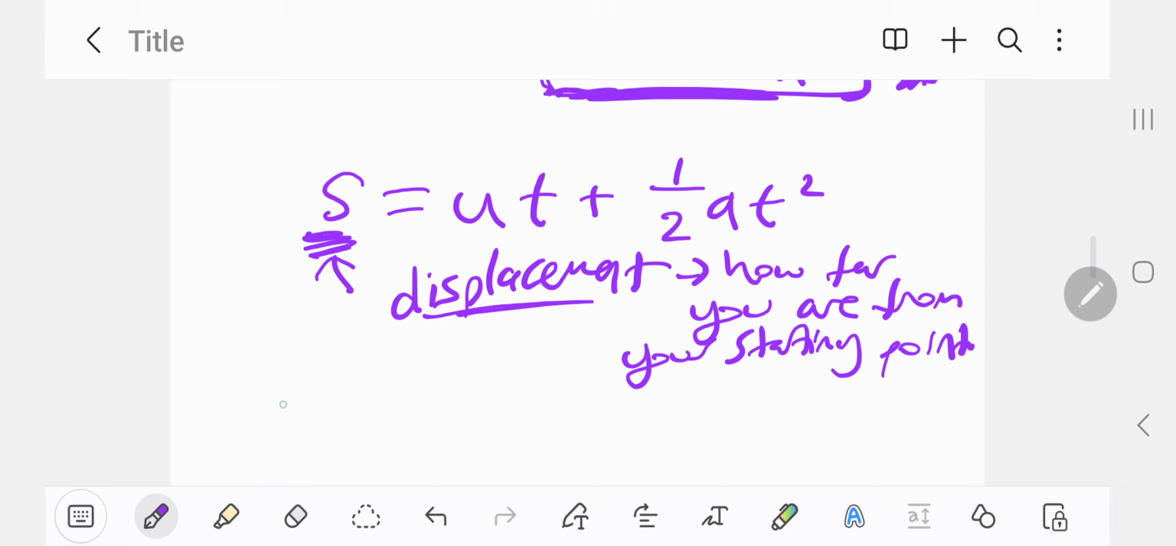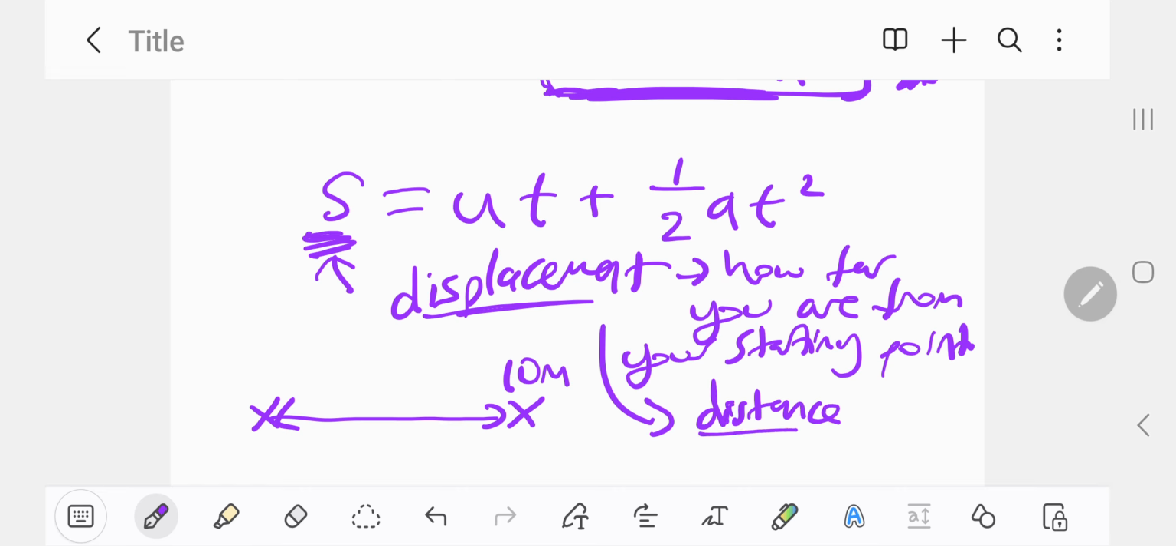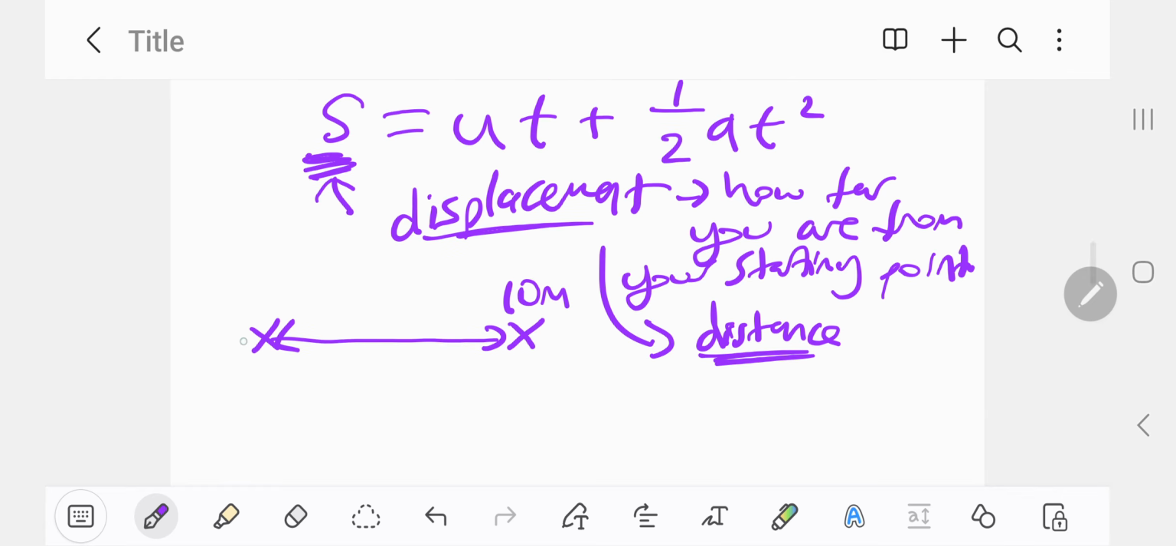It's very simple. Let's suppose I draw a line, draw an X on, let's say, the footpath. And I call this my starting point. And I move, let's say, 10 meters to the right. What is my displacement? My displacement is 10 meters. Displacement is sort of like distance, but with a direction. So 10 meters to the right is my displacement. Let's suppose I move 5 meters to the left. My displacement is 5 meters to the left.